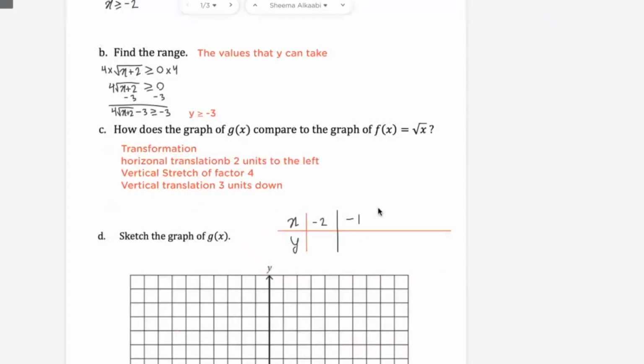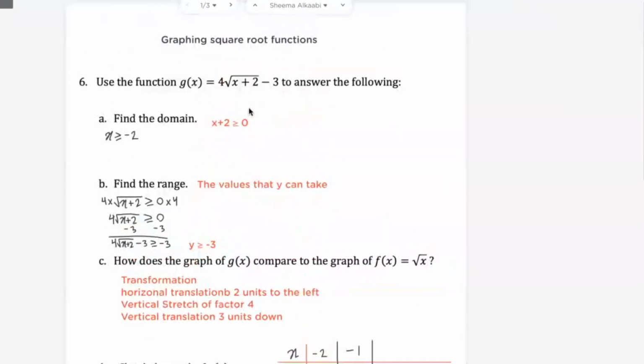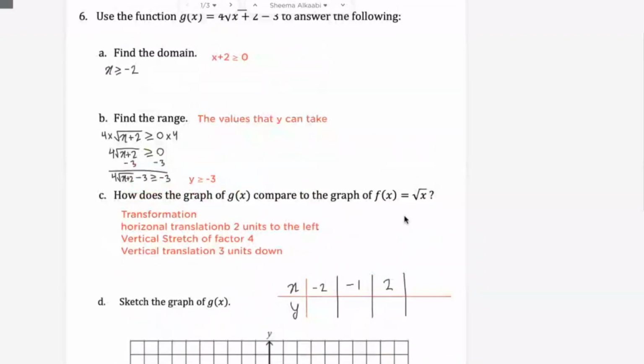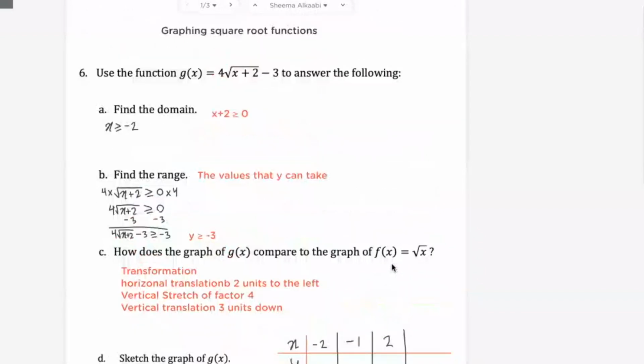And then we need another point. After -1, we can have 1. It's not helpful. 1 plus 2 is 3. The square root of 3 is not an integer. So we go to 2. 2 plus 2 is 4. So you jump to 2 now. Go to 2. Good. Now we have 3 points. They're going to help me to graph this function properly.